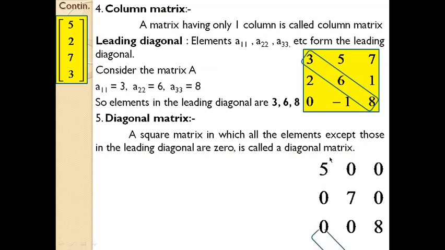See, here the diagonal numbers are 5, 7, 8. These numbers are the only numbers and the others are 0. So if in a square matrix, the leading numbers or diagonal numbers within the matrix are any numbers other than 0 and the remaining cells or remaining elements in the matrix are 0, that matrix is known as a diagonal matrix.